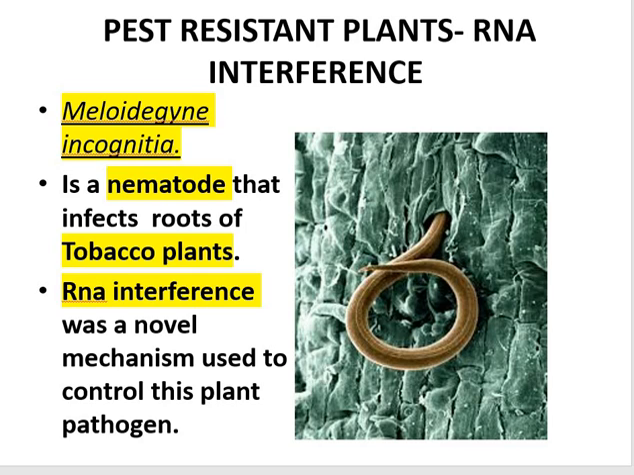Meloidogyne incognita is a nematode. Nematodes are roundworms. Just like how roundworms cause infection in the human intestine, there are nematodes which infect certain plants. In this case, Meloidogyne incognita is responsible for causing infection of the roots in tobacco plants.